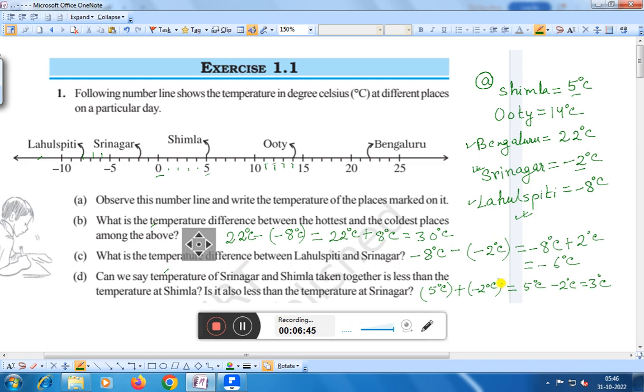Why? Because if we take together the temperature of Srinagar and Shimla, we are getting 3 degrees centigrade. Here you see, we are getting 3 degrees centigrade, but the temperature of Shimla is 5 degrees centigrade. Therefore, you can say yes, the temperature of Srinagar and Shimla taken together is less than the temperature at Shimla. The answer of question number D: yes, we can say it.